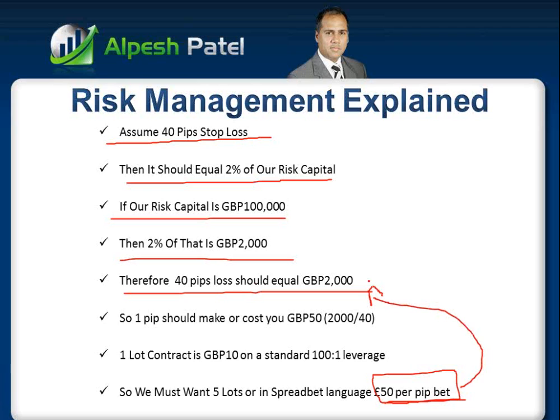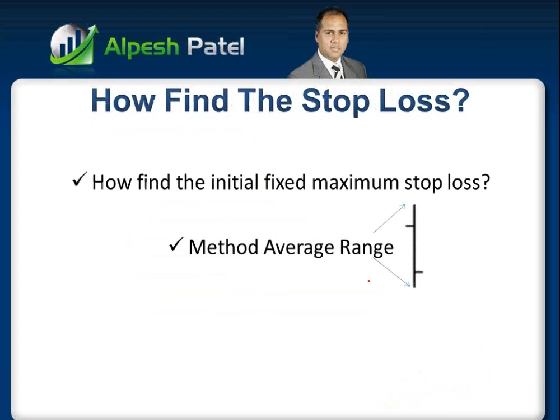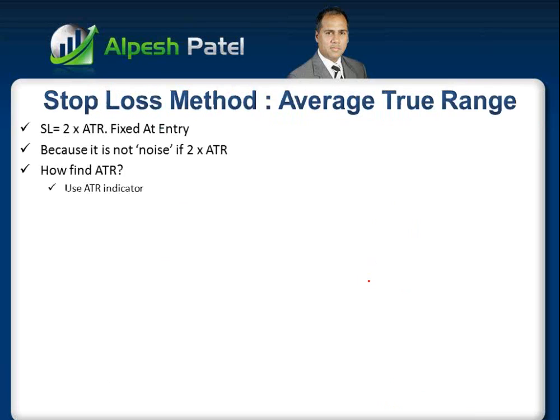But what you need to know is, how do you get your 40 pip stop loss to begin with? How do you get your 40 pip? Let me explain. The key method I'm going to show you is what many of you might have heard of, the average true range. For the moment, assume the average true range is basically the range on a given period. How do you find that maximum stop loss, that 40 pips or whatever else it is? This is how you do it.